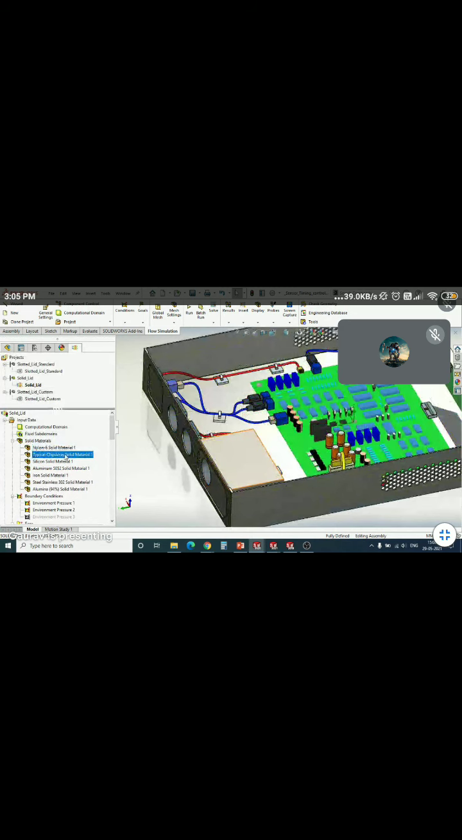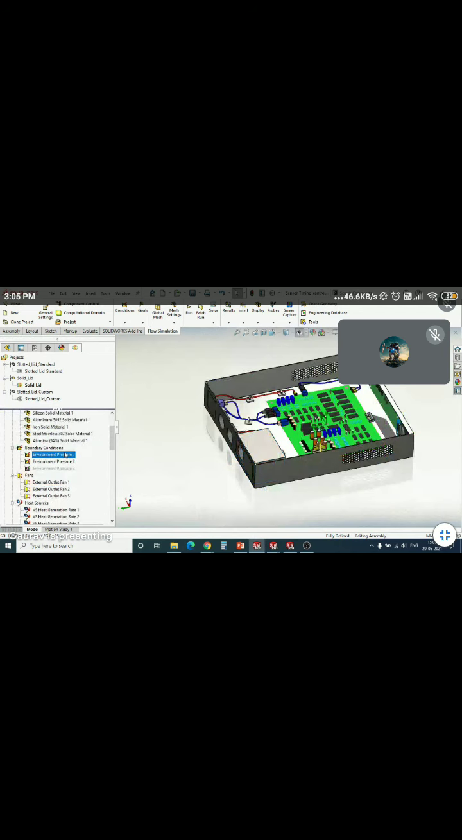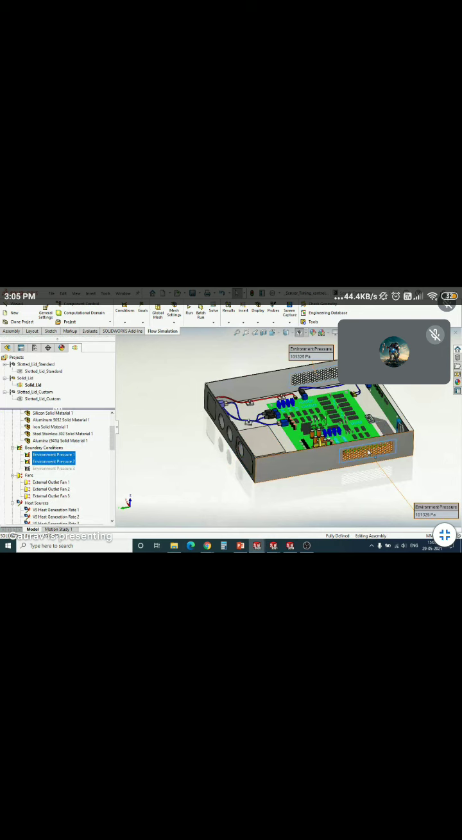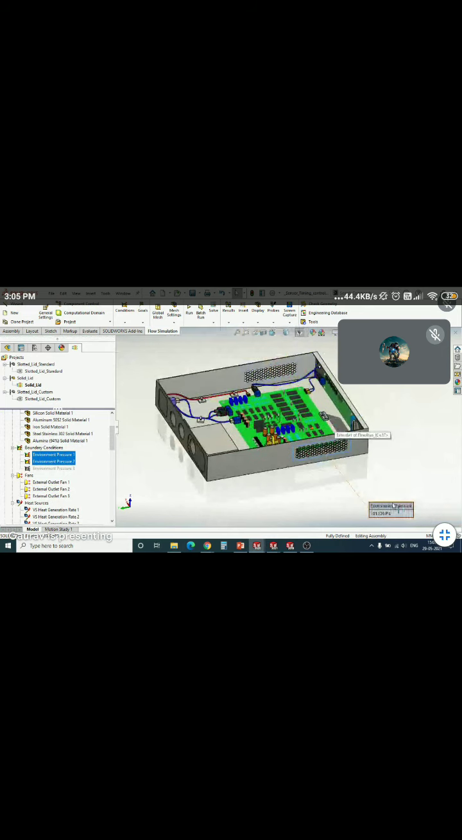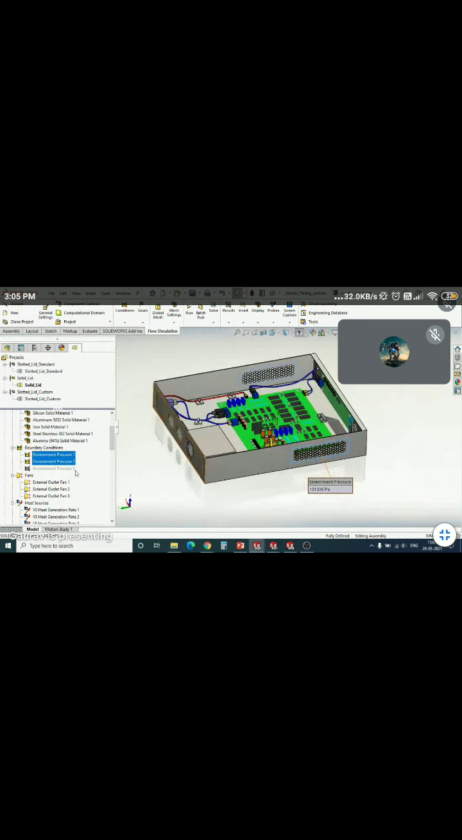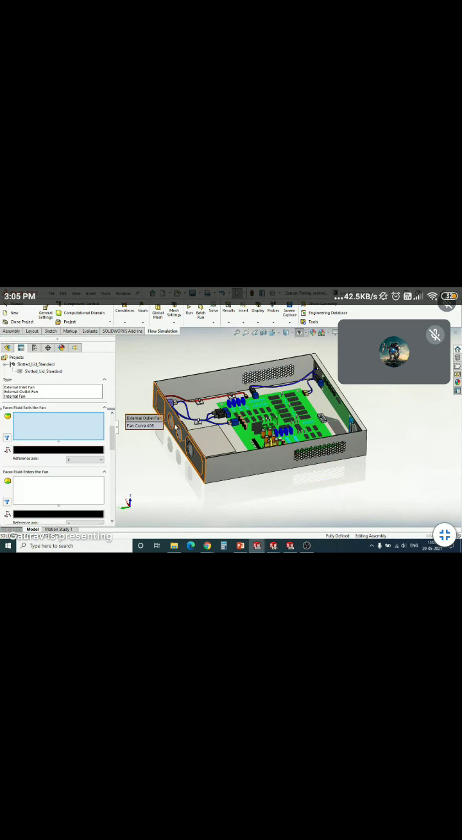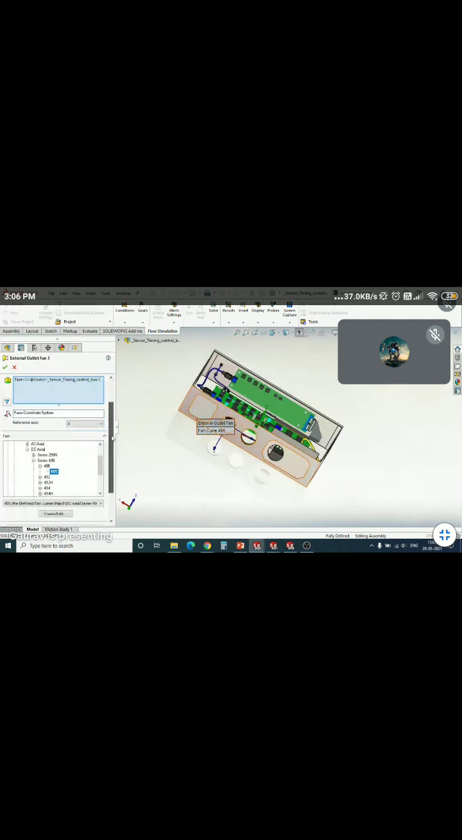Again, solid materials are applied to the respective parts, right? Some are made up of aluminum, some are made up of steel, some are made up of stainless steel, and so on. Next, environmental pressure is applied at these two openings, correct? They are connected directly to the environment. And fans are also created over here to extract the heat away from the system. So it takes care of each and every aspect, correct?